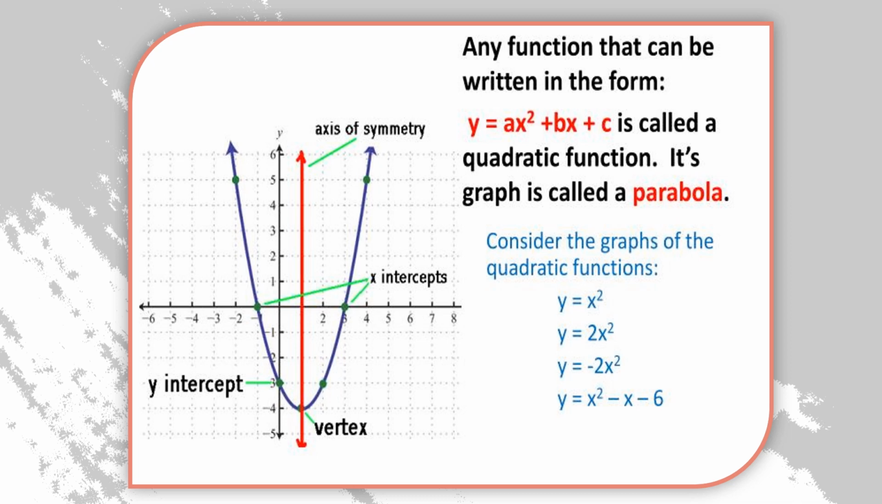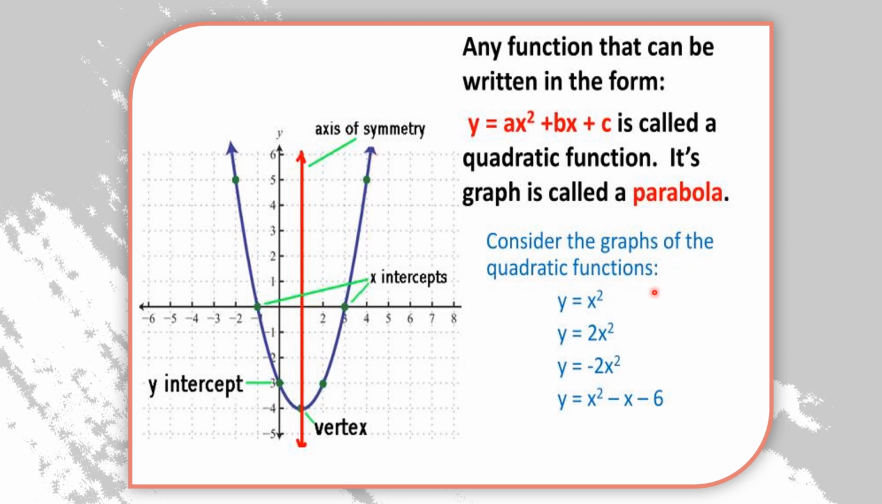Any function that can be written in the form y equals ax squared plus bx plus c is called a quadratic function. So kapag ang given equation ay may highest exponent na 2, that is called as the quadratic function. Its graph is called a parabola. So ito, ang curve na ito, ang tinatawag nating parabola.